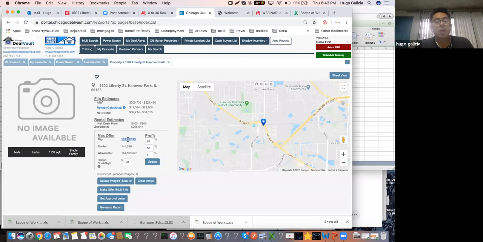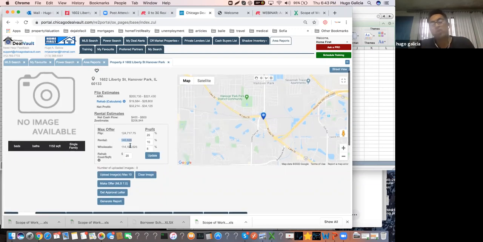So this is gonna tell you, if you're gonna do a flip, you better pay 124 and invest no more than 30,000 to do a successful flip. Now, rental. Right now, remember, we need to focus on rental. So based on the ARV, the most we should pay is 145. Well, guess what? This property, we can get it for 111,000, right? So I'm liking it so far.